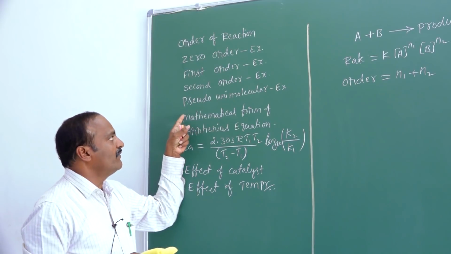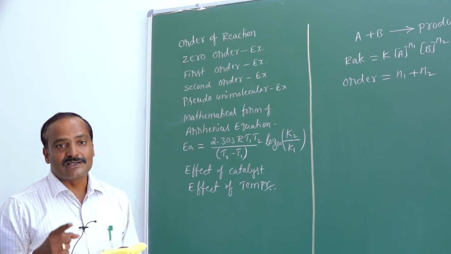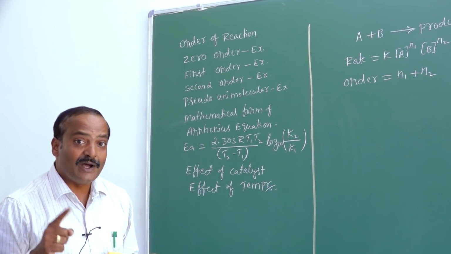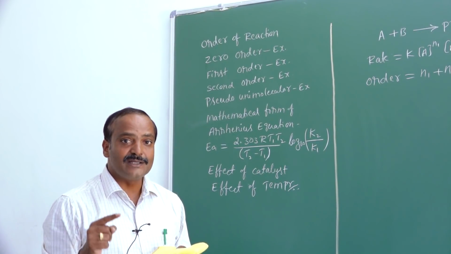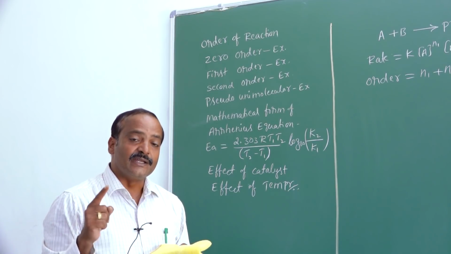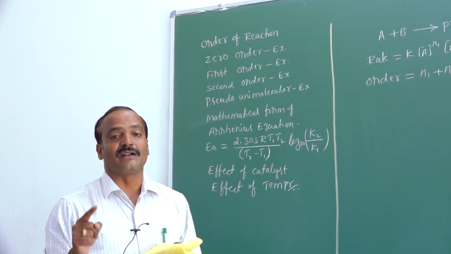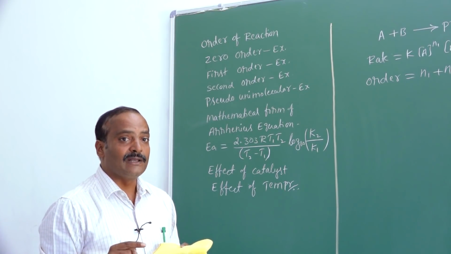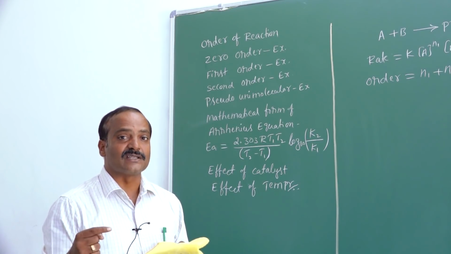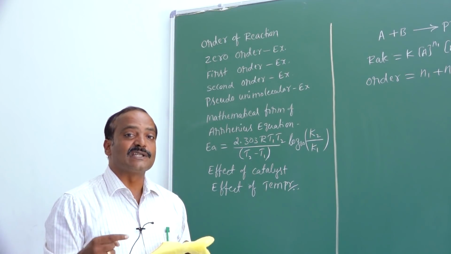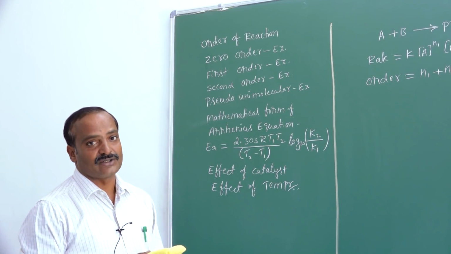Then what is pseudo first order reaction or pseudo unimolecular reaction? A reaction in which its order is 1 but molecularity is 2 or more is called pseudo first order reaction. Okay. Example: acid hydrolysis of ester. One more example: inversion of cane sugar. These are all examples of pseudo first order reaction.